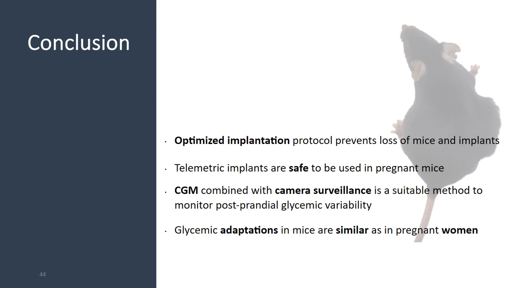Okay, so now I would like to go over some conclusions from this presentation. So first of all, we have optimized the implantation protocol, and this prevents the loss of mice, but also of the implants. Besides that, we have shown that telemetric implants are safe to be used in pregnant mice, and we used continuous glucose monitoring to describe the glycemic adaptations in a lot of detail. Together with the camera surveillance, we could monitor, for example, the postprandial glycemic variability, but also the delivery. And we saw that these glycemic adaptations in mice are very similar as in pregnant women.